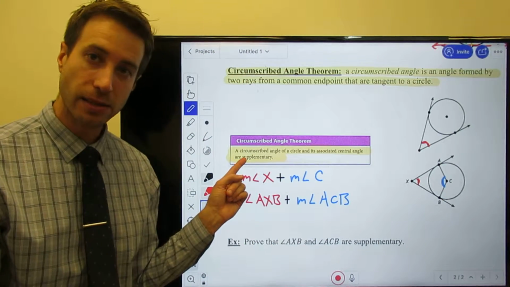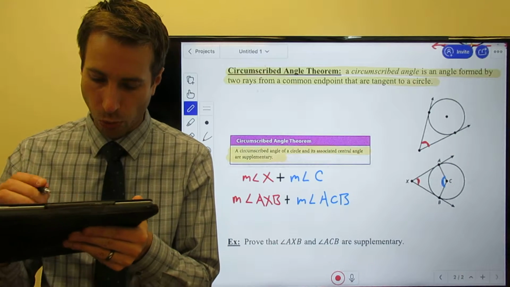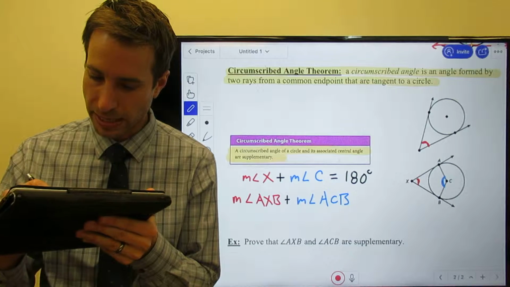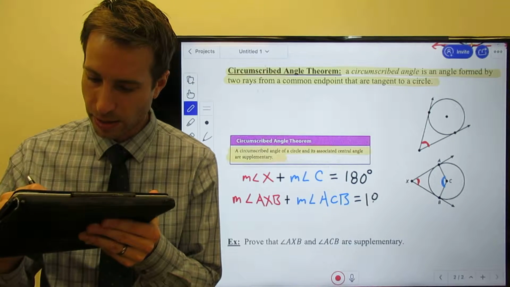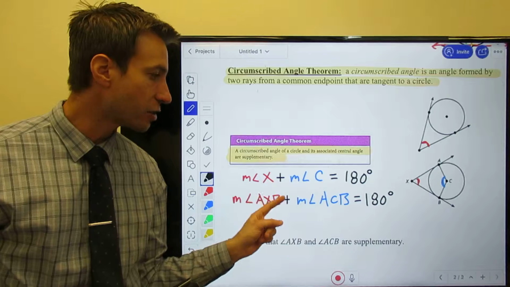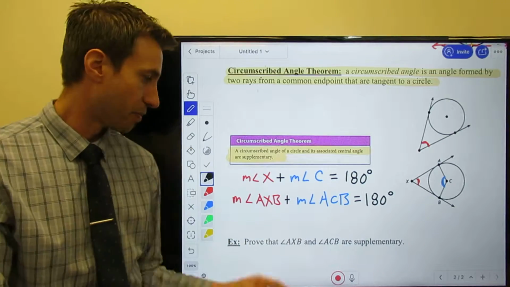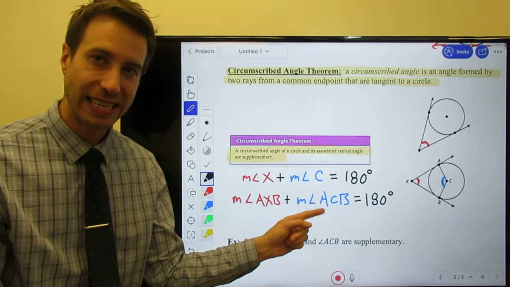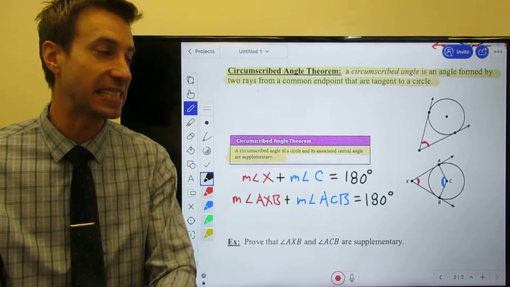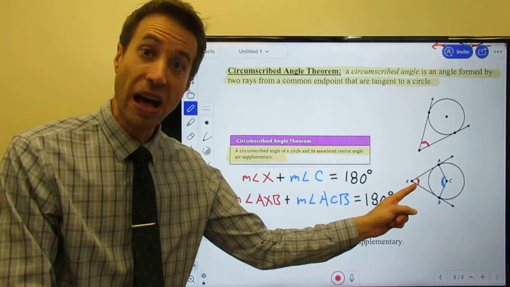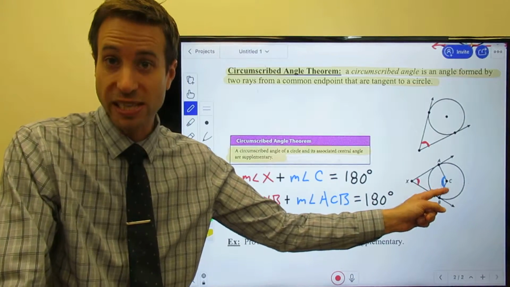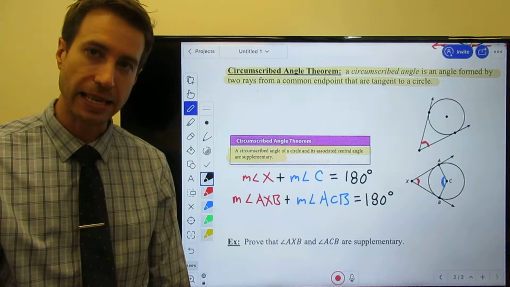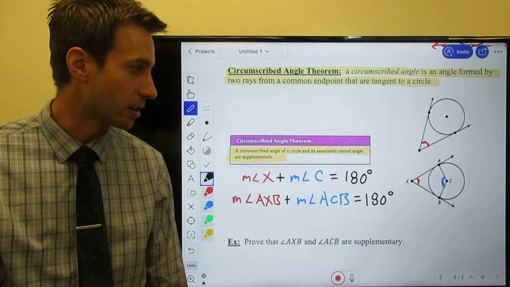The theorem says they're supplementary, which means what? Well, that means that they have to sum to 180 degrees. All right? So both of these are saying the exact same thing, right? Angle X or angle AXB, same. Angle C, angle ACB, same. The idea is this: the circumscribed angle and its associated central angle must sum to 180 degrees.